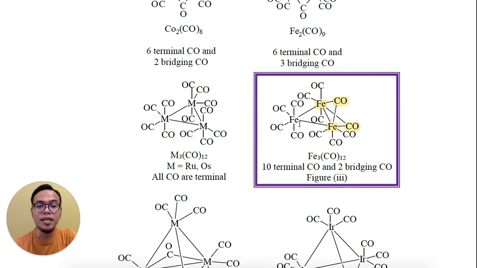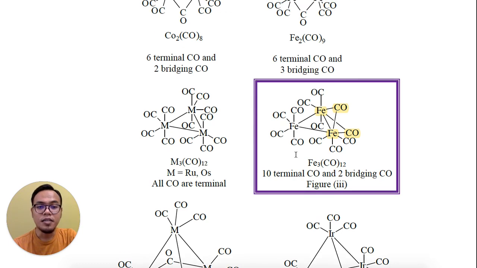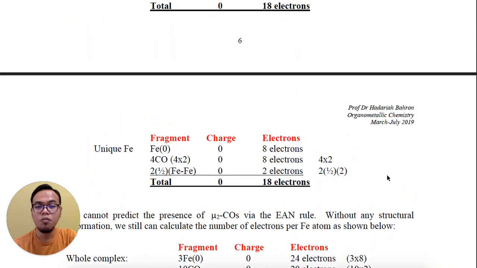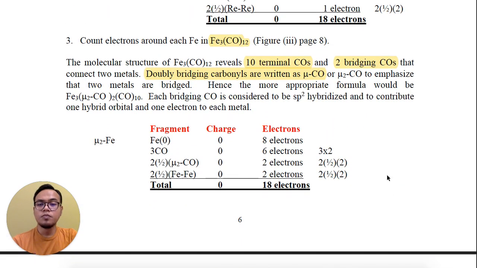Now how do we calculate this? Okay, so we have 10 terminal carbonyls and then 2 bridging carbonyls. And how do we calculate this? Let us see. Now we have iron. Iron comes from column 8, so it's going to be 8 electrons. 0 charge because you have all neutral ligands, so there's no problem here. We have 3 CO with 6 electrons.